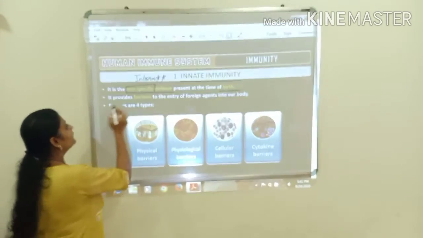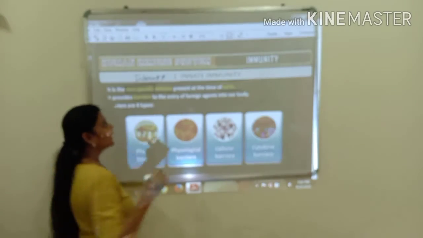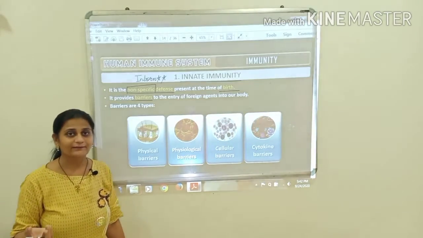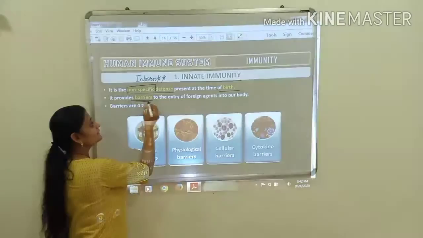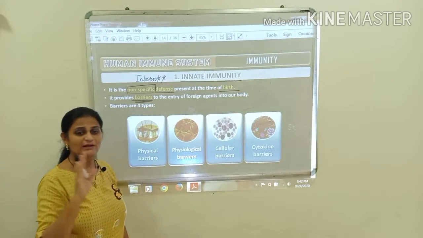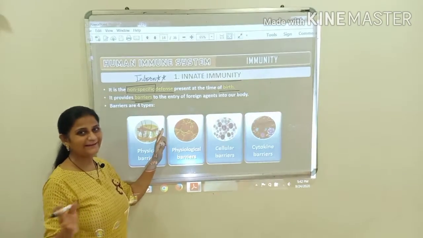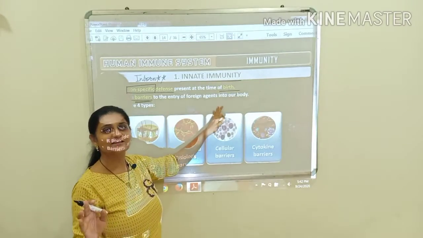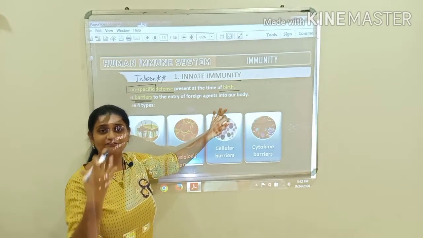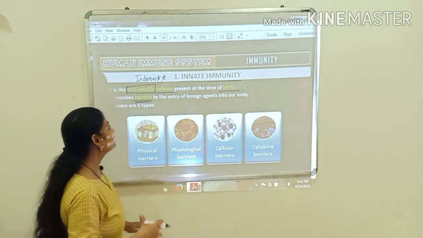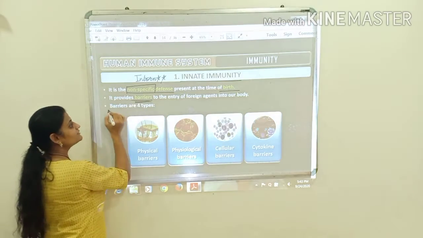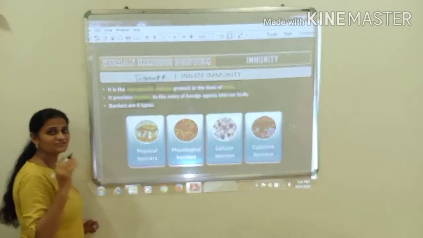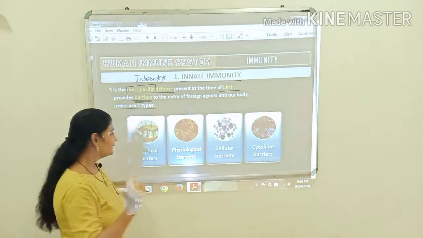Okay, now it provides barriers. How does this immunity work? By providing the barriers, okay, and these barriers will prevent the entry of foreign agents in our body. It doesn't allow the foreign particles to enter our body, and the barriers are of 4 types. 4 टाइप के barriers हैं, ठीक है.